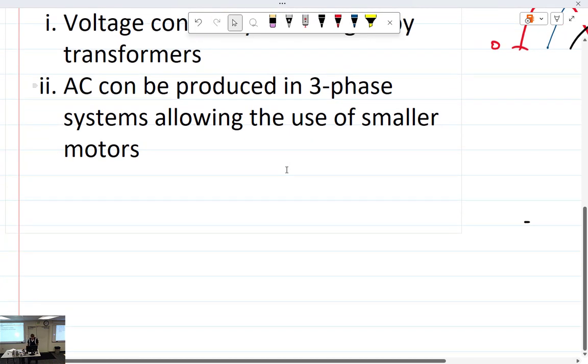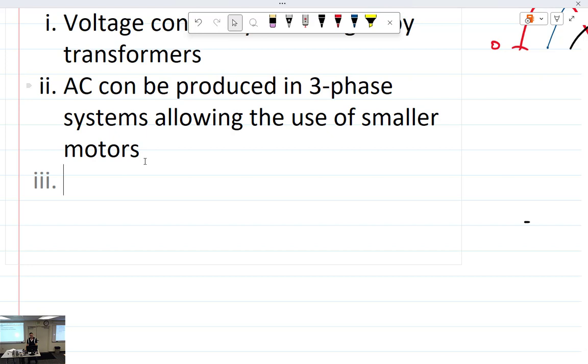Smaller motors. Is that because it's kind of like juicing it up? It's got more power, and so you don't need as big of a motor to get the same amount of power. Yep. AC generators are more efficient.